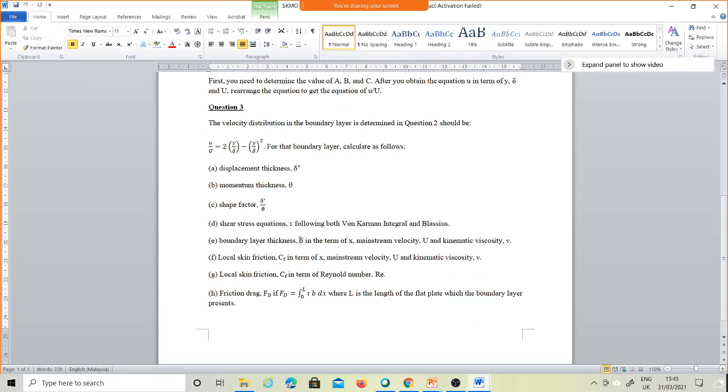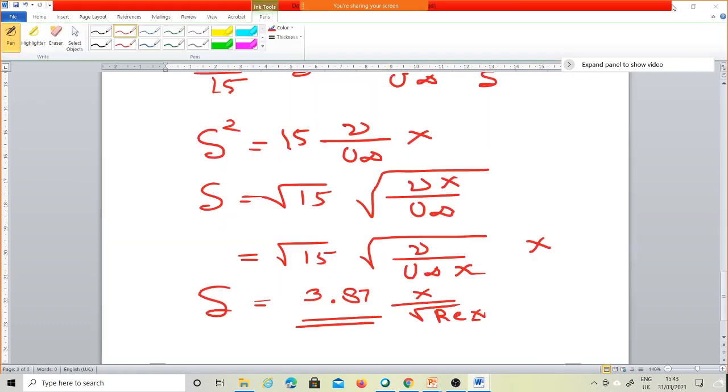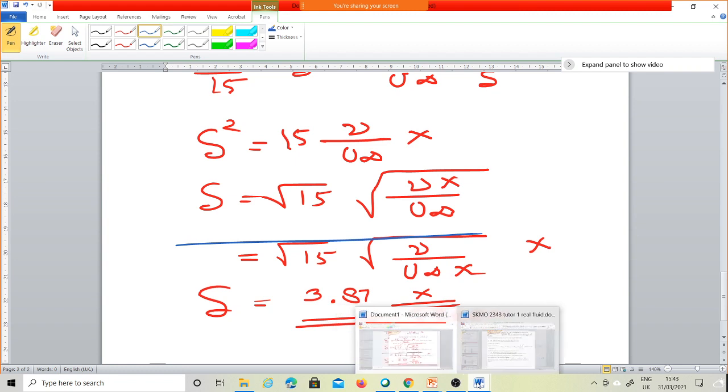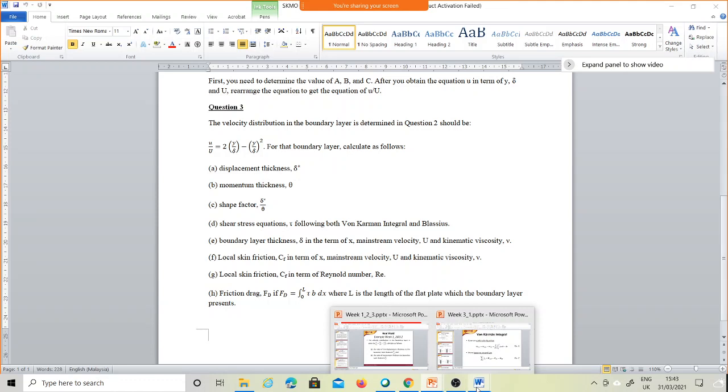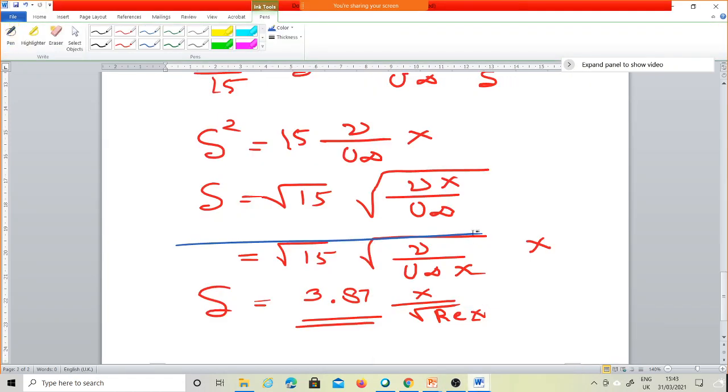Okay, so it asks you to find delta in terms of x, u and mu. So x, u and mu in this case, already delta in terms of x, u and mu. So already you have this expression here, delta in terms of x, u and mu. And then it hasn't said anything else, but you can actually reduce the value further. If it doesn't say that, you just keep it like this, keep it until here, should be okay.